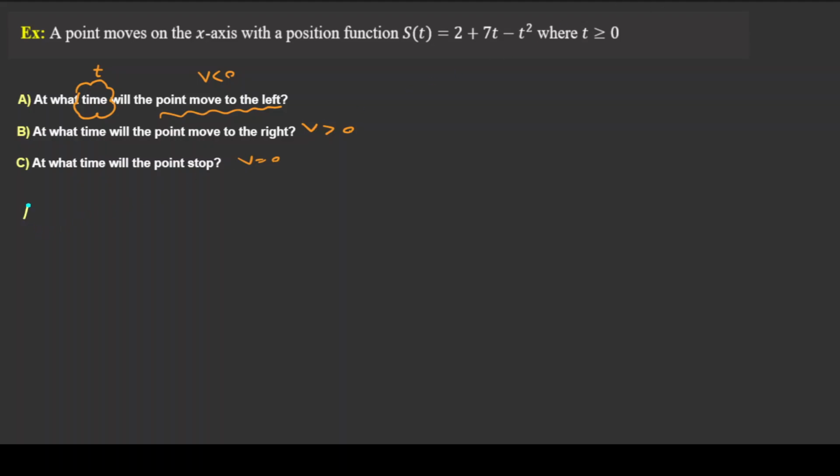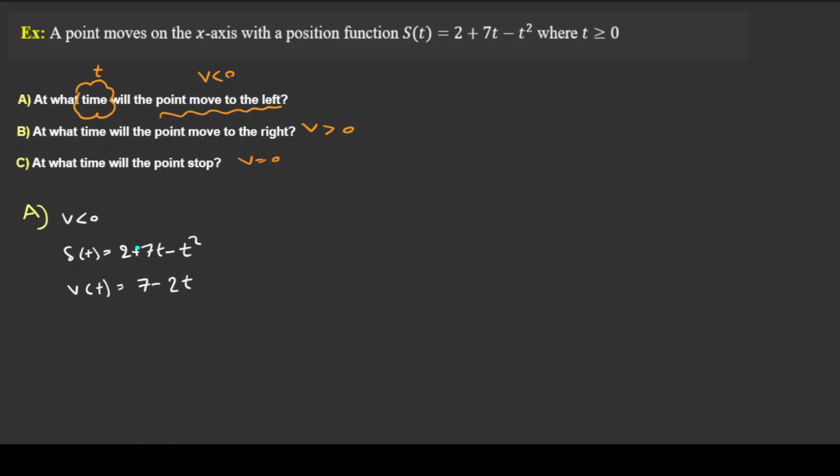Okay, part A. First of all, guys, part A says at what time will the point move to the left? Then velocity less than 0. But first of all, we have the position function, s of t equals 2 plus 7t minus t squared. We're just going to differentiate it to get velocity. The derivative of the position function is velocity, so it's going to be 7 minus 2t.